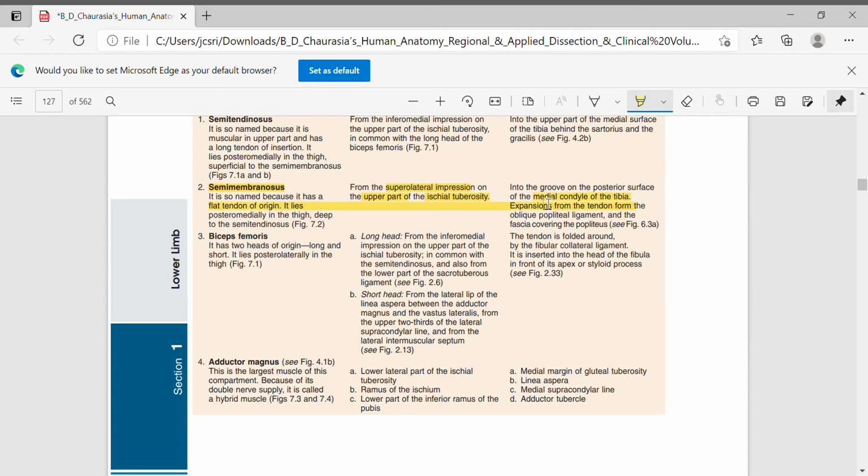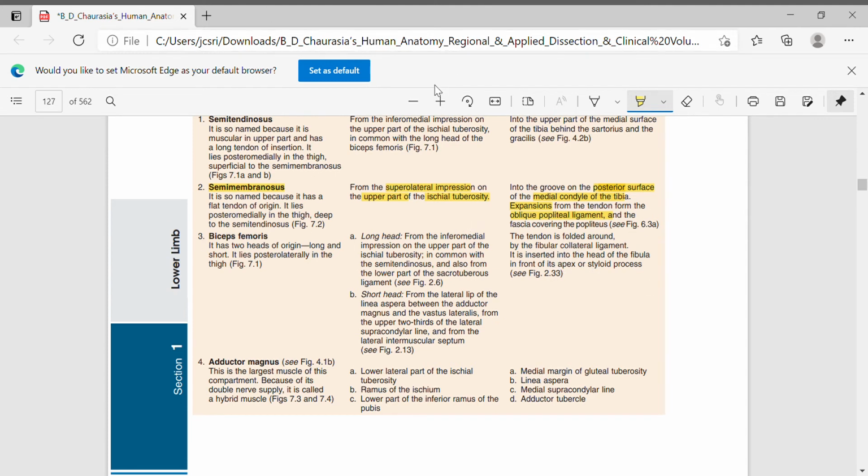It is on the medial condyle of the tibia, posterior surface. You have a groove, and that is where it is getting inserted. And the expansion I told you before, the oblique popliteal ligament, is pierced by the middle genicular branch of the popliteal artery. And the fascia covering the popliteus, that is not important. These two you should know very well.